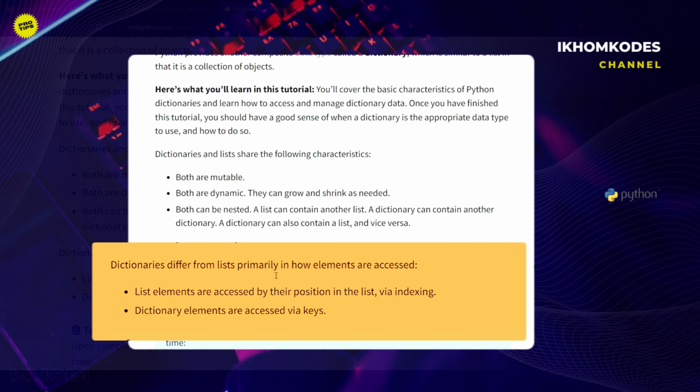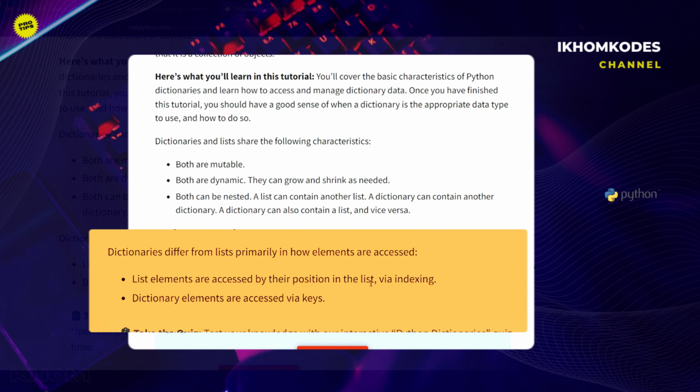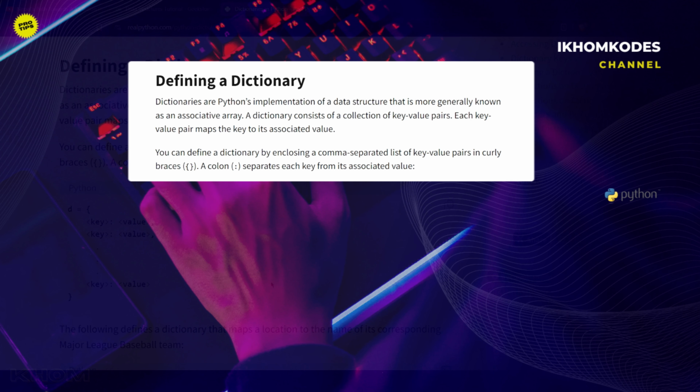Dictionaries differ from lists primarily in how elements are accessed. List elements are accessed by the position in the list via indexing, whereas dictionary elements are accessed via keys. Okay, so defining a dictionary. Dictionaries are Python's implementation of a data structure that is more generally known as an associative array. A dictionary consists of a collection of key-value pairs. Each key-value pair maps the key to its associated value.